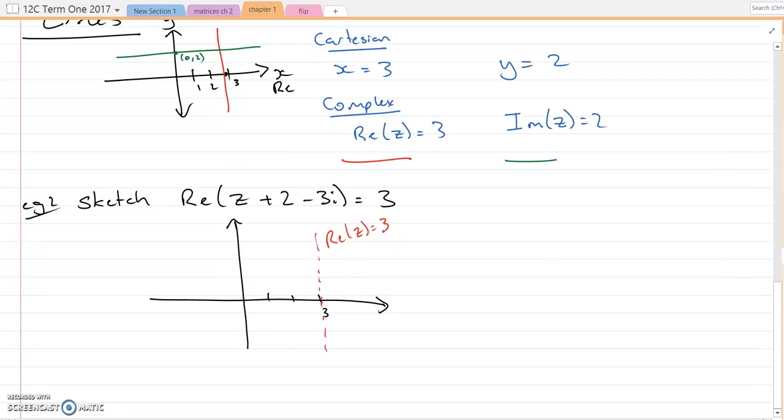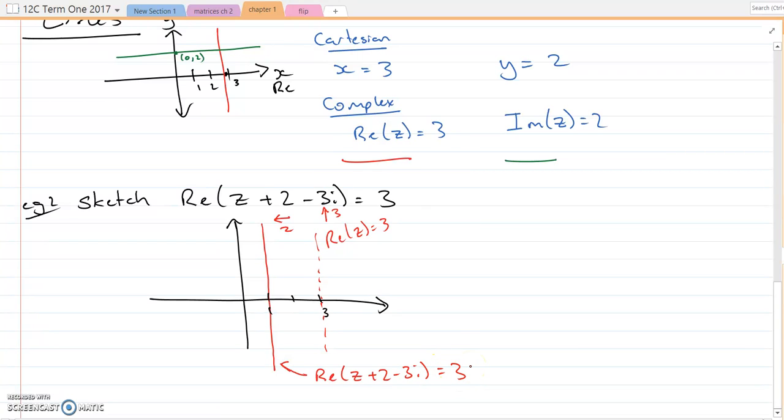But what we're doing is shifting this line. Okay, this is to the left 2, and the minus 3 is up 3. So we're going to take this line, shift it left 2, so it's going to go through this 1, and then we shift it up 3. Of course, if it's a vertical line and you're shifting it up 3, it has absolutely no effect on the line whatsoever. So this is the line, real z plus 2 minus 3i equals 3.